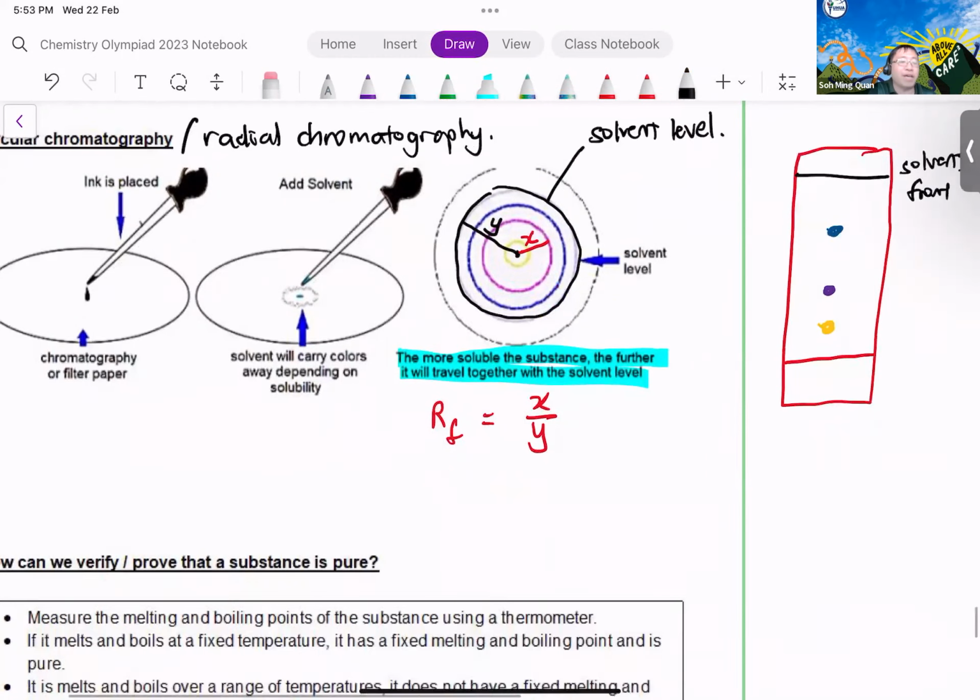Finally, how can you prove that a substance is pure? I think all of us know this. The best way and the most confirmatory test to confirm that something is pure is its melting and boiling point. So please measure its melting and boiling point. Make sure it's a fixed melting and boiling point, okay?